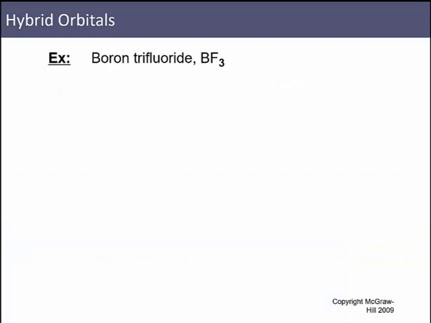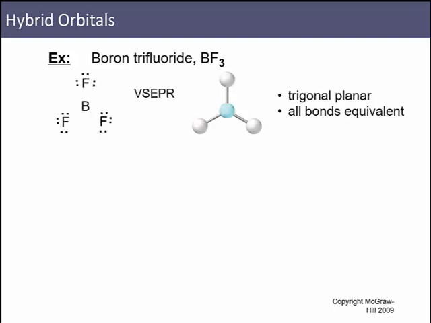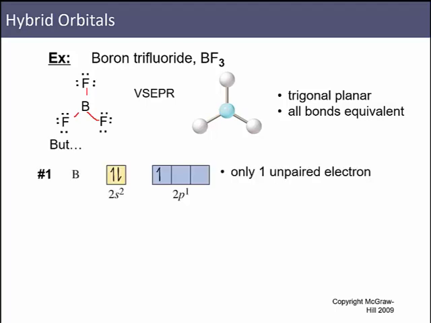Let's look at another example. For example, we've got boron trifluoride, BF3. If you draw a Lewis structure for BF3, it's a boron with 3 fluorines around it. Our VSEPR shape says that it's going to be trigonal planar, and all these bonds are going to be equivalent. But if we look at boron's electronic structure, we've only got one unpaired electron.